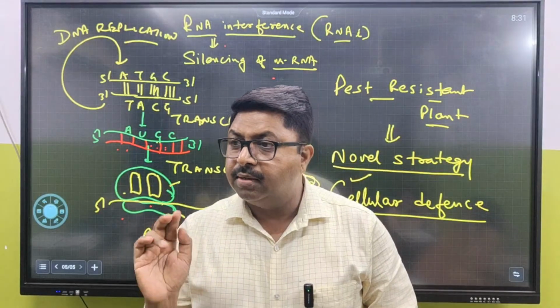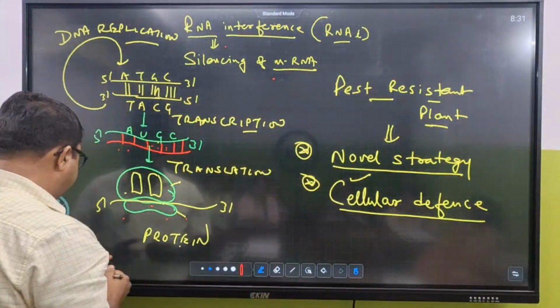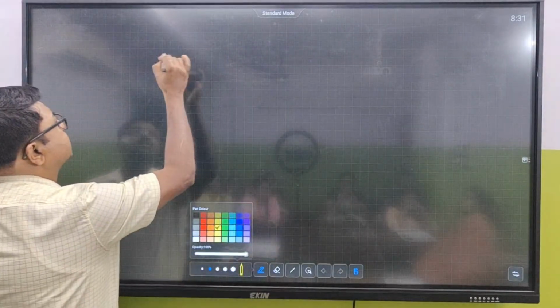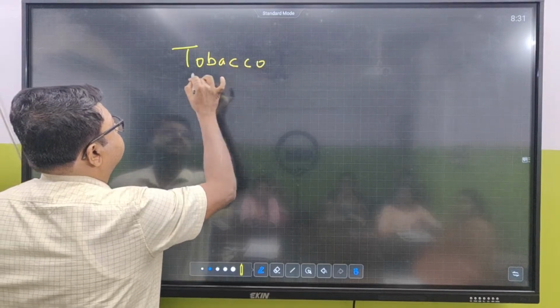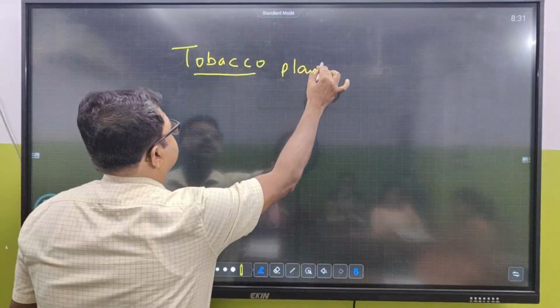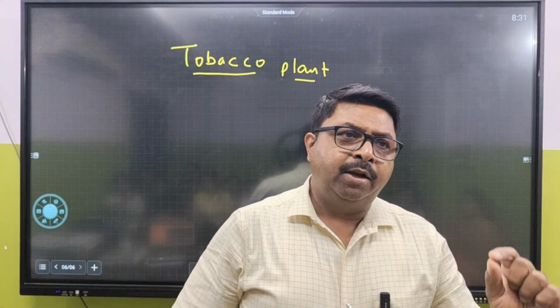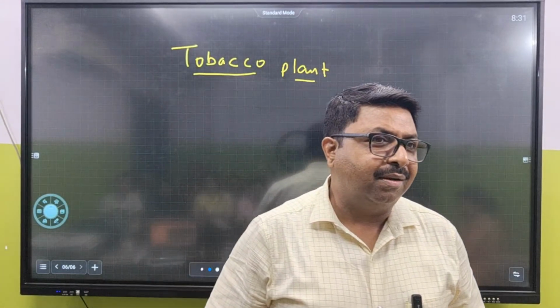So think about it. In this RNA interference, we have to talk about a plant called the tobacco plant. So let's get into the details of it. What is the name of the plant? Tobacco plant. Now tobacco is very useful, not for you.